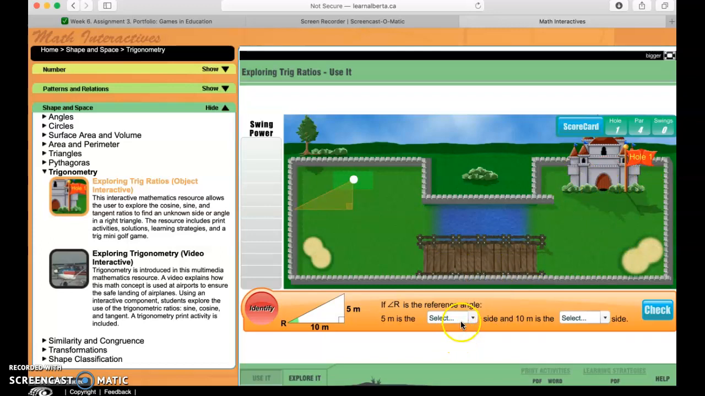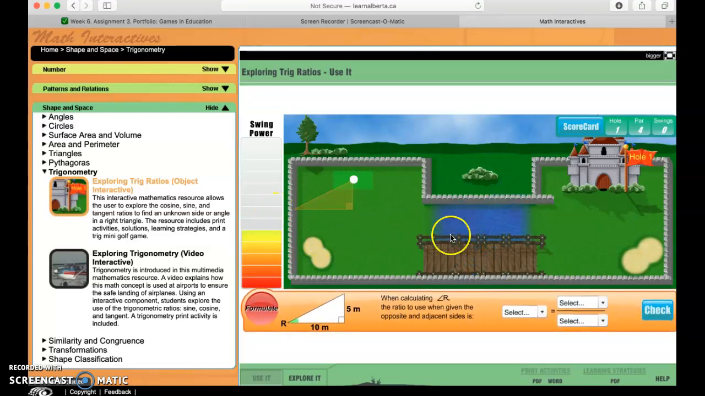I need to be able to identify which trig ratio is going to be needed, so I need to know what side this is called. So if this is my reference angle R, it's opposite the angle, so this is the opposite side, and the 10 meters is the adjacent side. I'll check it, get it correct, and my swing power increases. So because we just hit the opposite and the adjacent sides, students have to remember and understand that this requires the tangent trig function to be used.